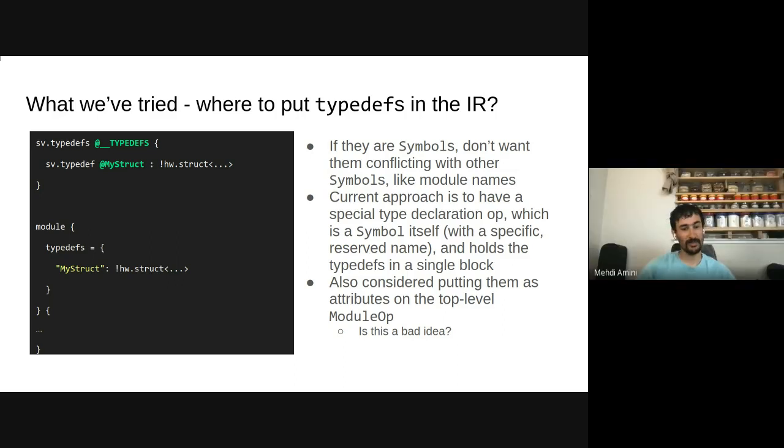Because there is infrastructure in MLIR to walk all the uses of a symbol. If you had a function in this module called mystruct, then you would look up all the uses of this function inside the module. If there are operations that are using the typedef mystruct using a symbol name, that would collide. I'm not sure if I'm very clear here.